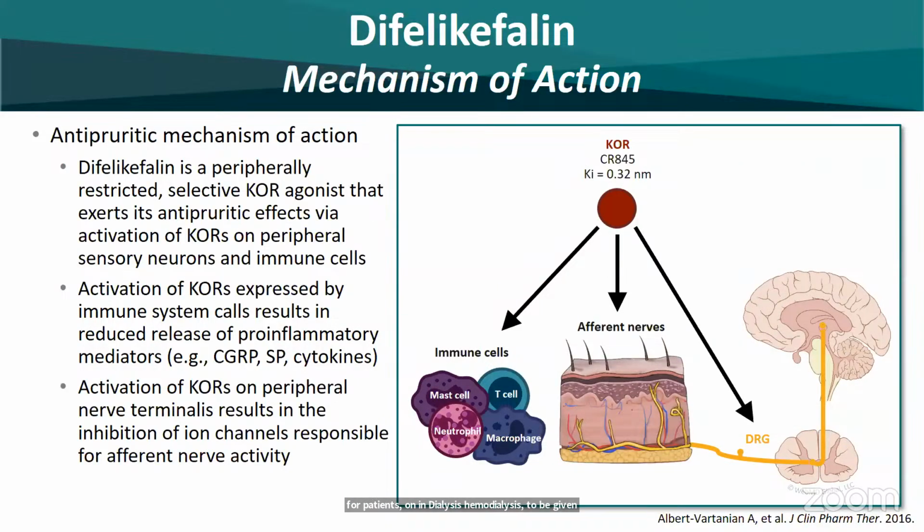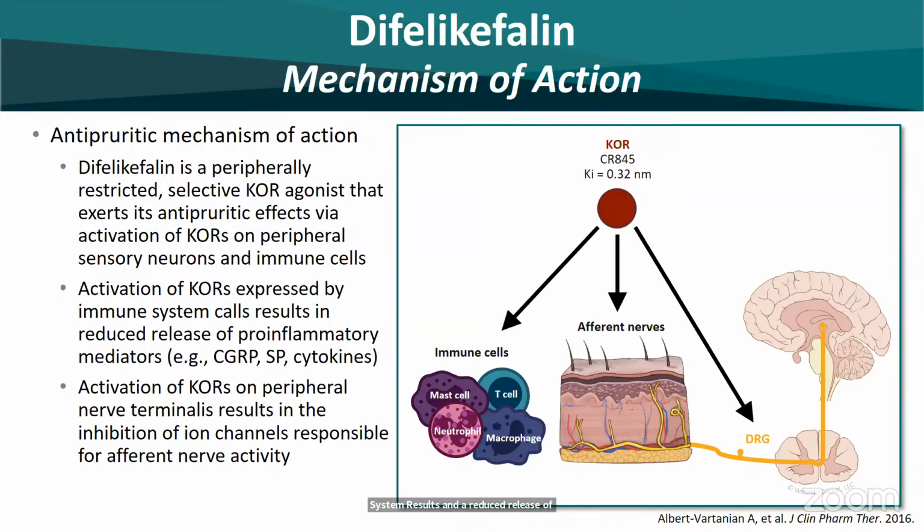So the mechanism of action for this medication is that it's peripherally restricted. So it's a selective KOR agonist. That is where the antipruritic effects come from, via the activation of the KORs. Again, remember the KOR and the MORs are your opioid receptors in the spinal cord. And this affects the peripheral sensory neurons along with the immune cells. So the activation of these KORs expressed by the immune system results in a reduced release of pro-inflammatory mediators, certain cytokines.